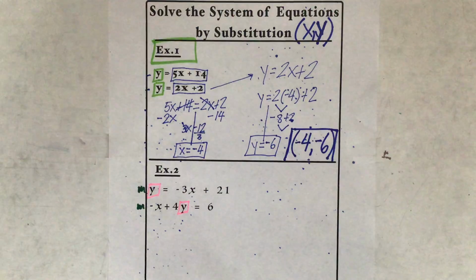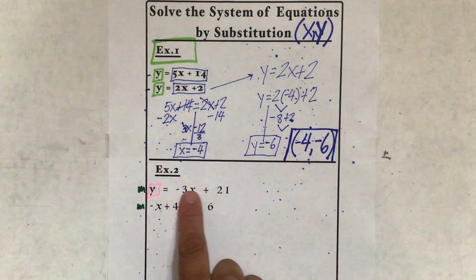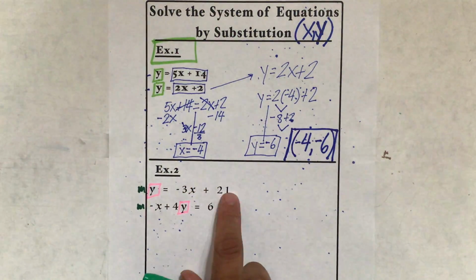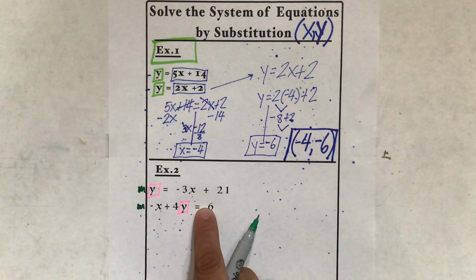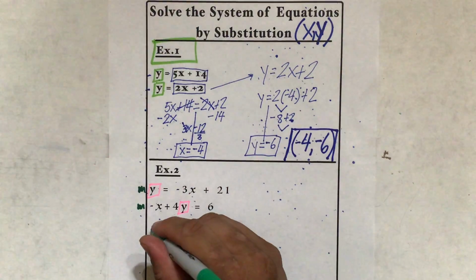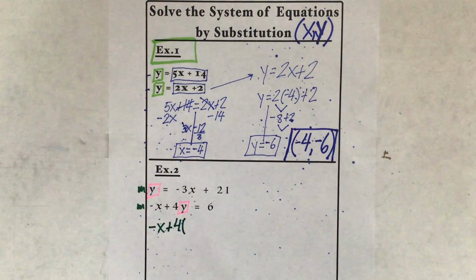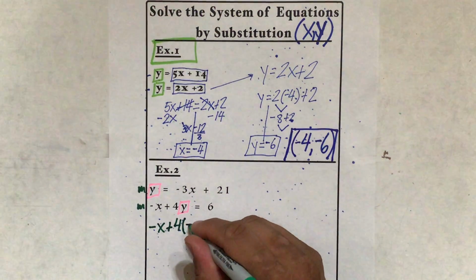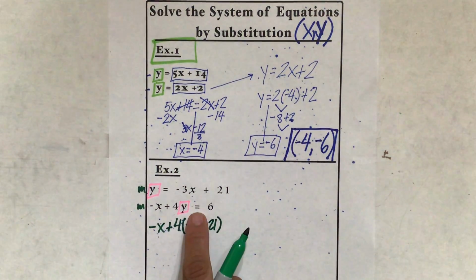So what we're going to do is substitute this y here for this negative 3x plus 21, because remember, y is equal to these two terms right here. So watch what I'm going to do. I'm going to rewrite the second equation: negative x plus 4, but I'm going to put parentheses because I'm going to substitute for y. And I'm going to put in these two terms here, negative 3x plus 21. And then I'm going to finish it, equals 6.